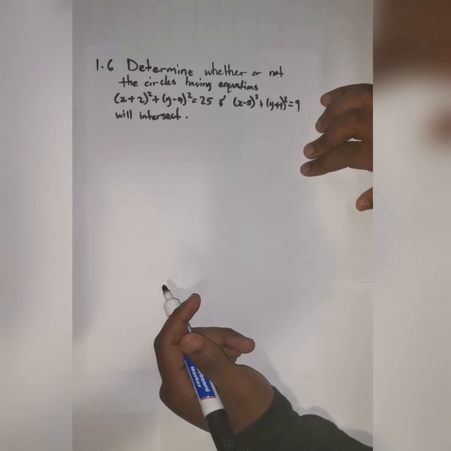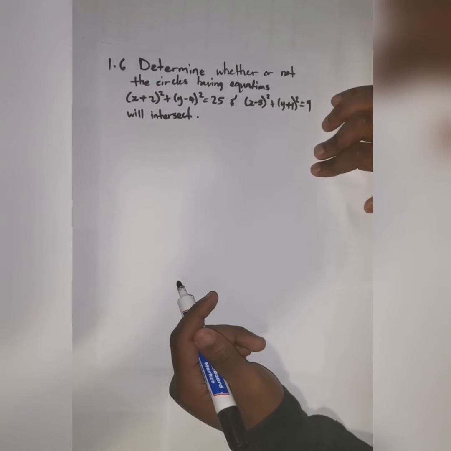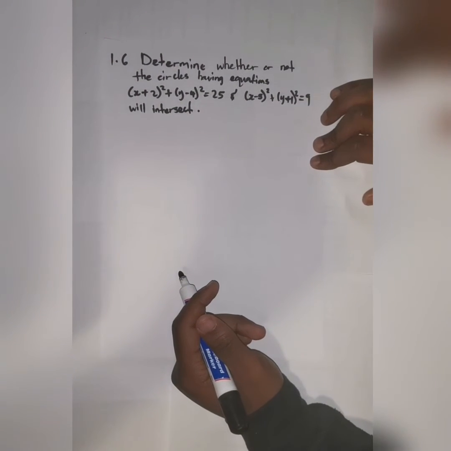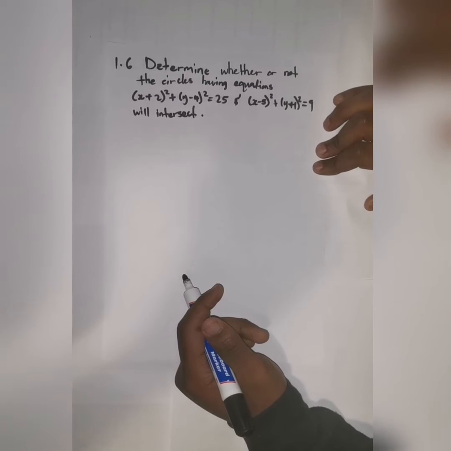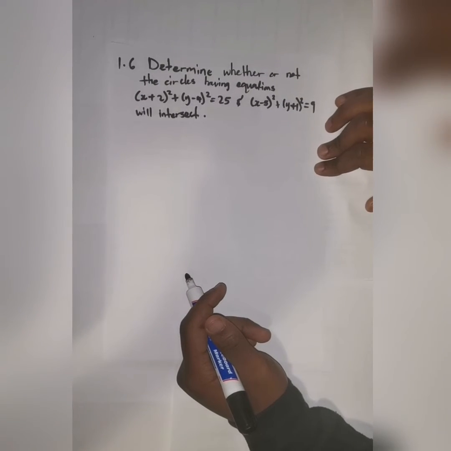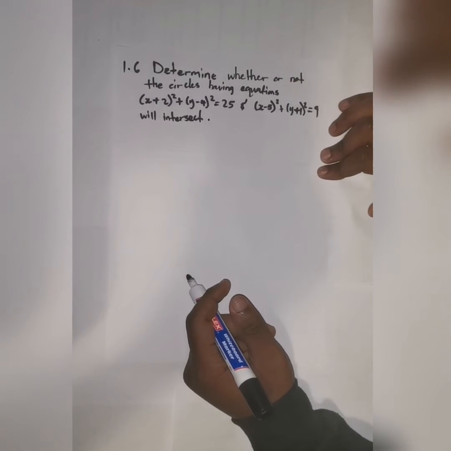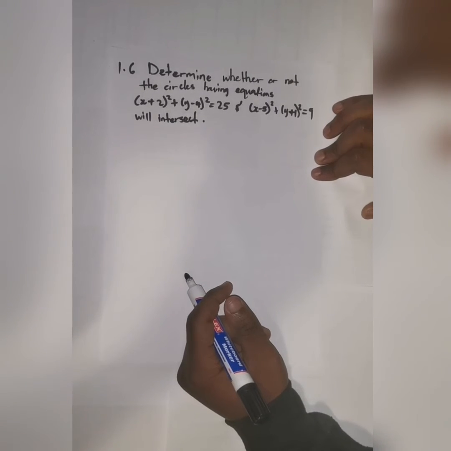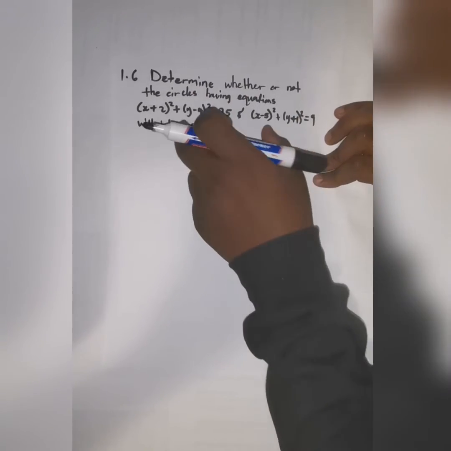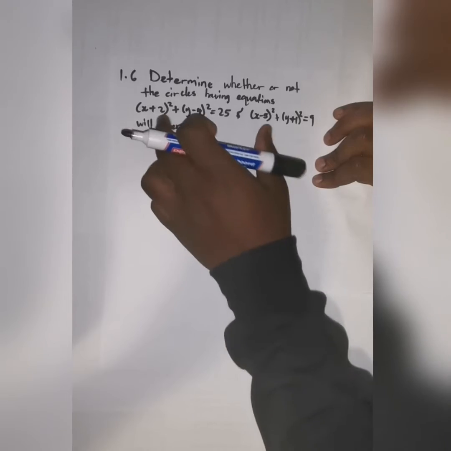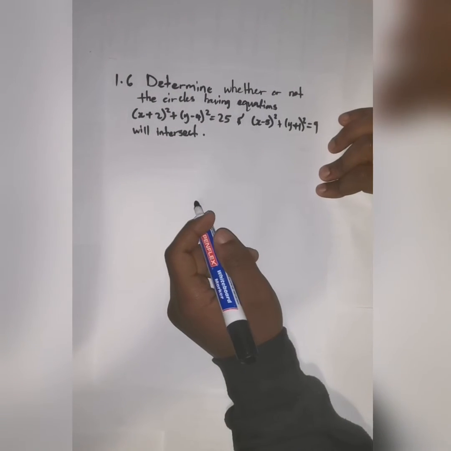For our sixth question, we are asked to determine whether the circles having equations (x + 2)² + (y − 4)² = 25 and (x − 5)² + (y + 1)² = 9 will intersect. This question is not related to the previous questions, as you can see that these equations are all different from the one we had in the first question.